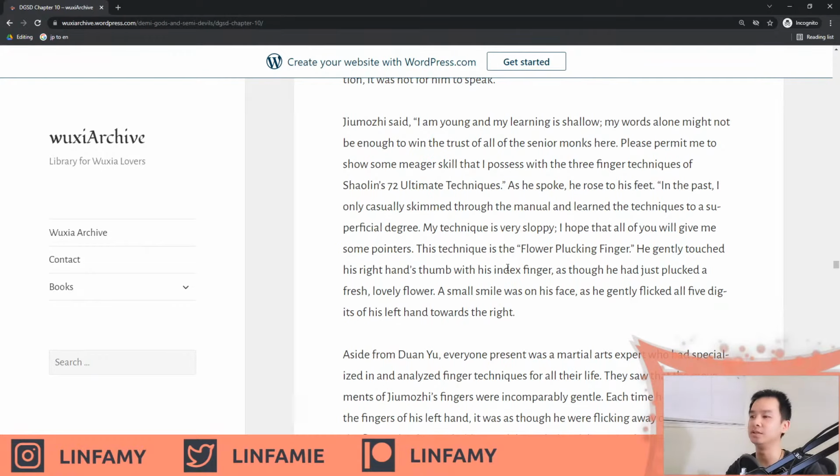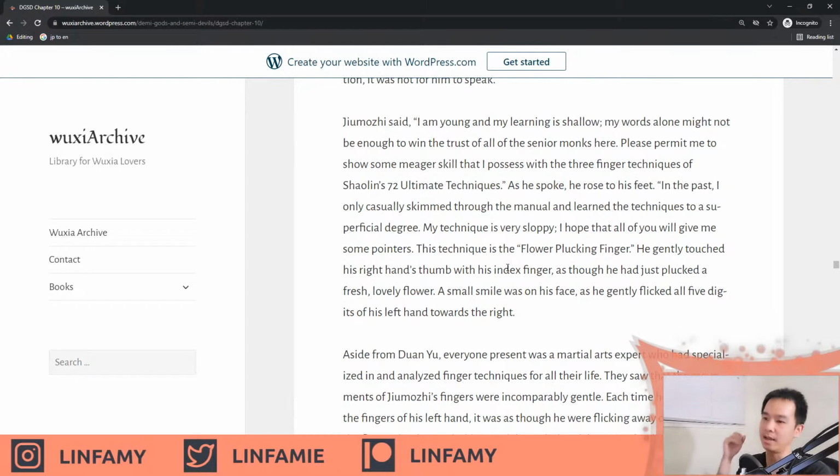As he spoke, he rose to his feet. "In the past, I only casually skimmed through the manual and learned the techniques to a superficial degree. My technique is very sloppy. I hope that all of you will give me some pointers. This technique is the flower plucking finger."